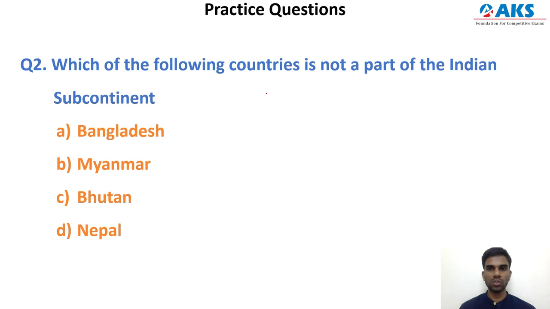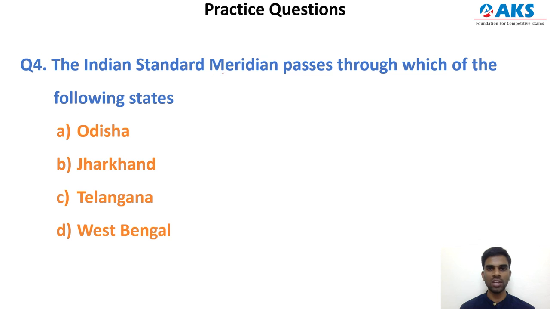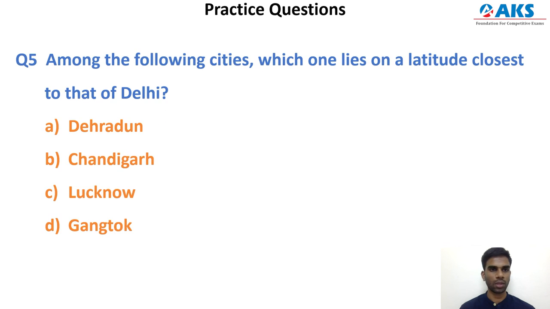The second question is, which of the following countries is not a part of the Indian subcontinent? Third one, Tropic of Cancer passes through which of the following states? The options are given, you can go through it. Question 4 states, Indian Standard Meridian passes through which of the following states? And finally, fifth question, among the following cities, which one lies on a latitude closest to that of Delhi? Try to answer these 5 practice questions. You can put your answers in the comment box or keep it in your notebook.